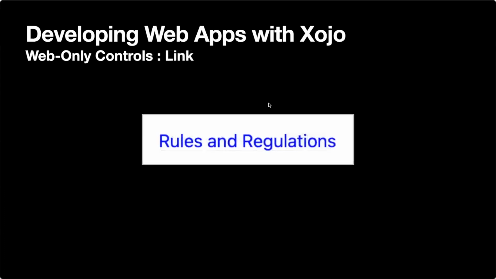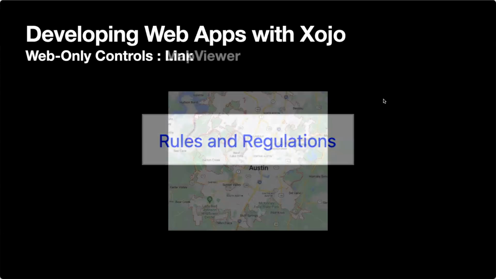We also have a link control, and this is pretty much what you'd expect. It's essentially like a label, except you can add a URL to it, and then it becomes a clickable link, and the links can go anywhere that a link can go.